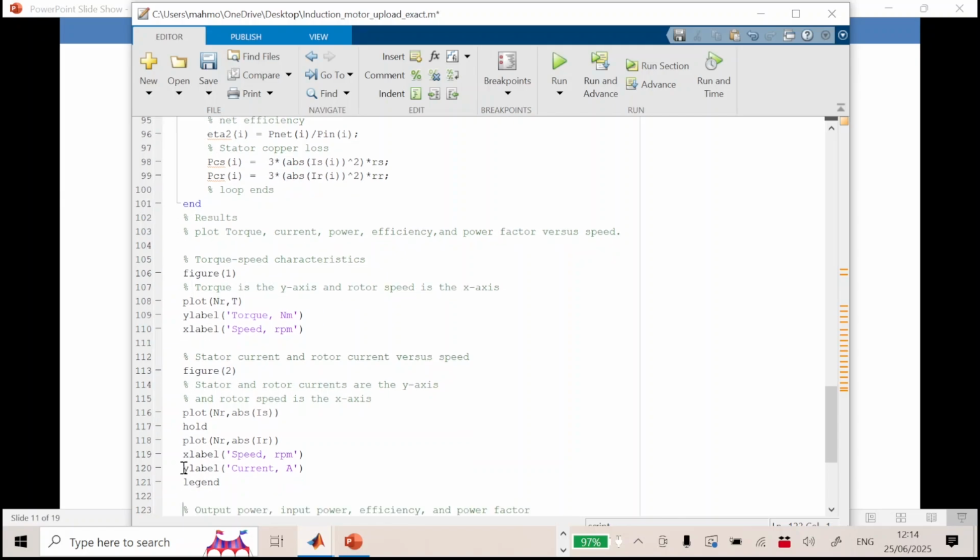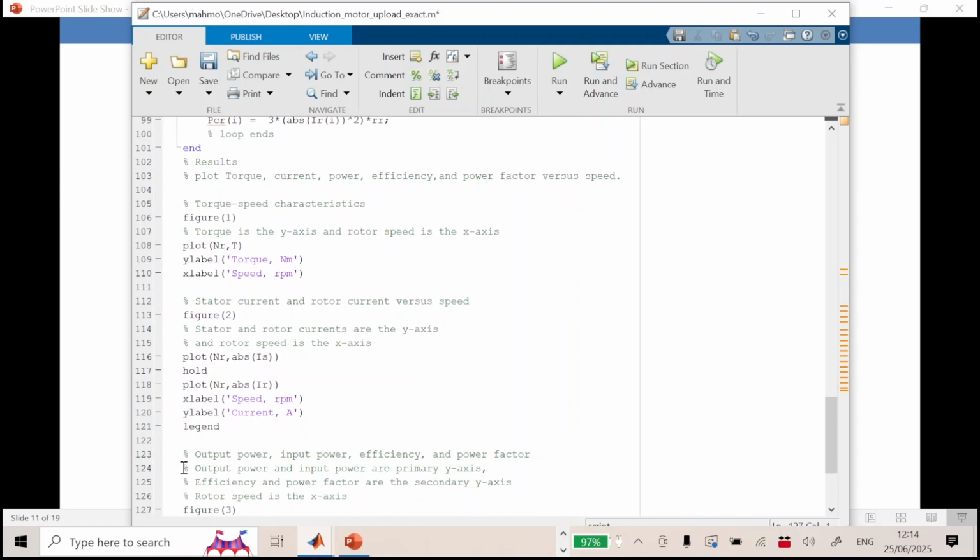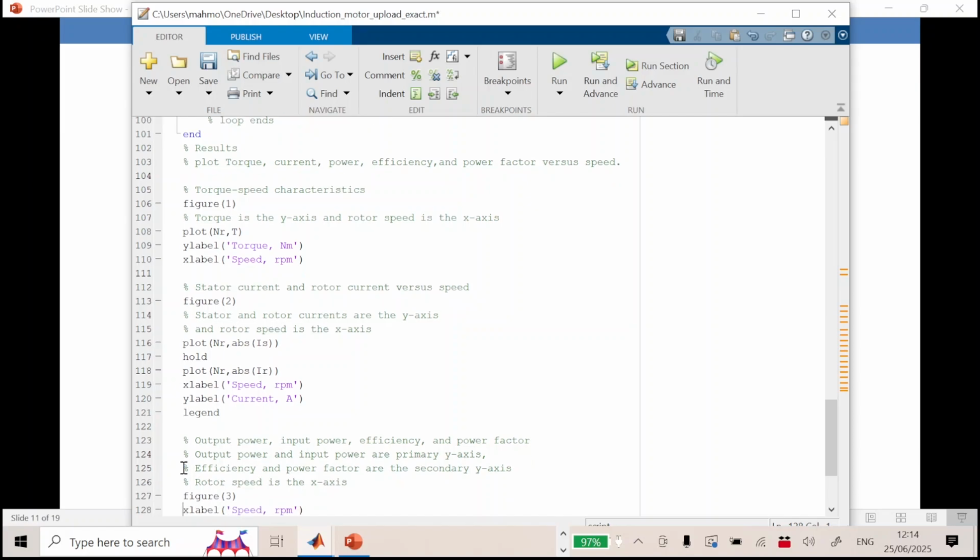For the third figure, we need to have output power, input power, efficiency, and power factor. But there is a problem here. Output power and input power will be in kilowatts, and the efficiency and power factor will be either from 0 to 1 or something like a percentage. So how are we going to plot a figure like that? We start by adding a figure, figure number 3.